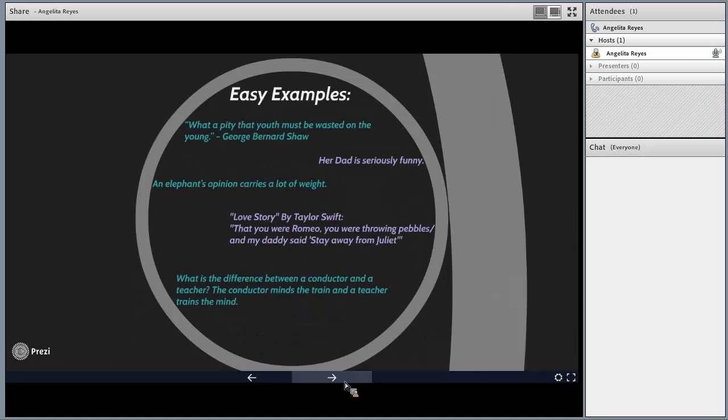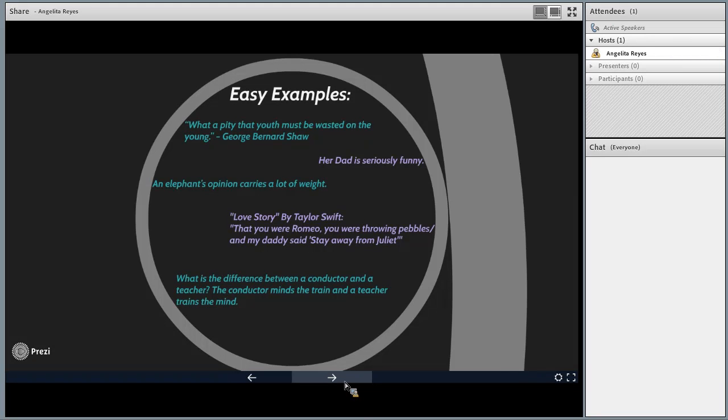So, some examples. The first one we have: "What a pity that youth must be wasted on the young." This would be an example of a paradox because we have youth and young. If you're young, you're youth, right? There's no old people who are young because that would contradict itself, right? So what it's saying is that youth is wasted on young people because they're young and they don't know better.